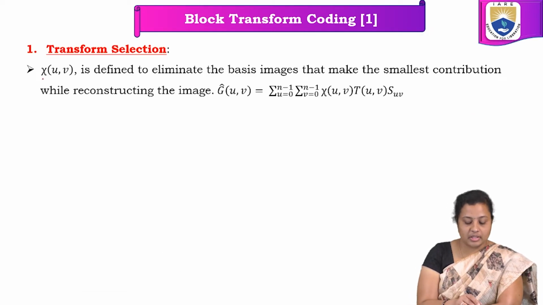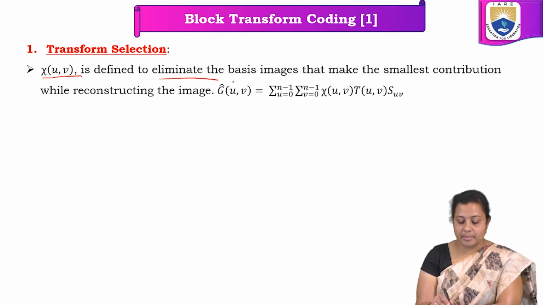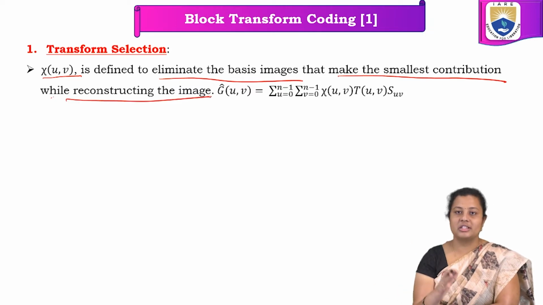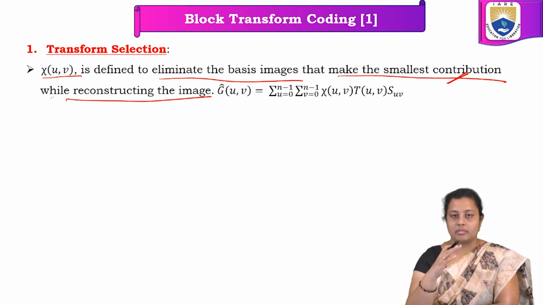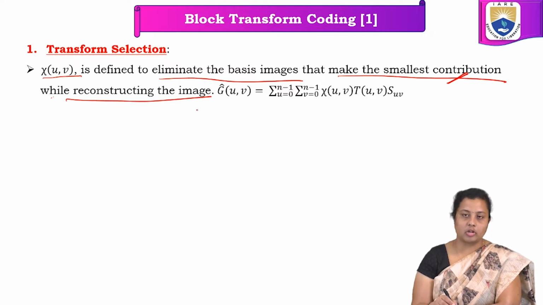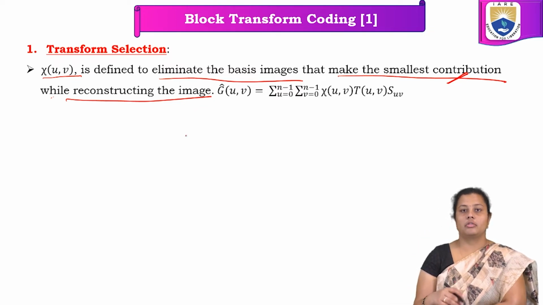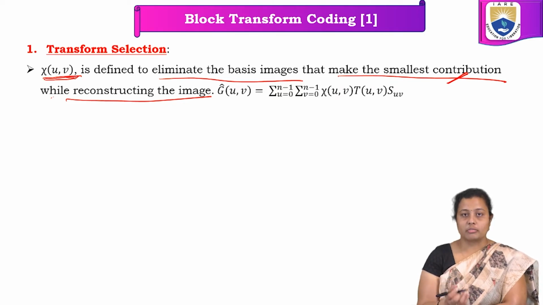Eta is defined to eliminate the basis images that make the smallest contribution. When we are reconstructing the image, the small magnitude contribution of the coefficients can be neglected. They can be assumed to be the previous or the next pixel value, so these coefficient values can be neglected. Using that concept, we define this masking function in such a way that it is 1 if the threshold criterion is not satisfied. If the threshold condition is satisfied, it is made 0.